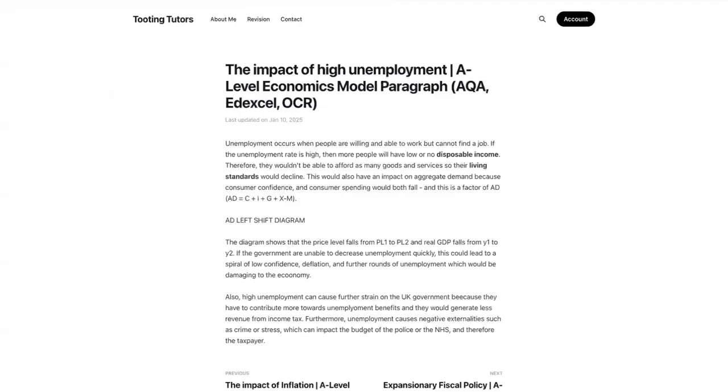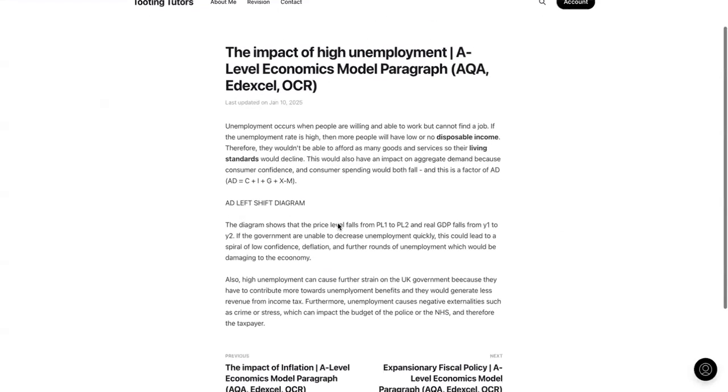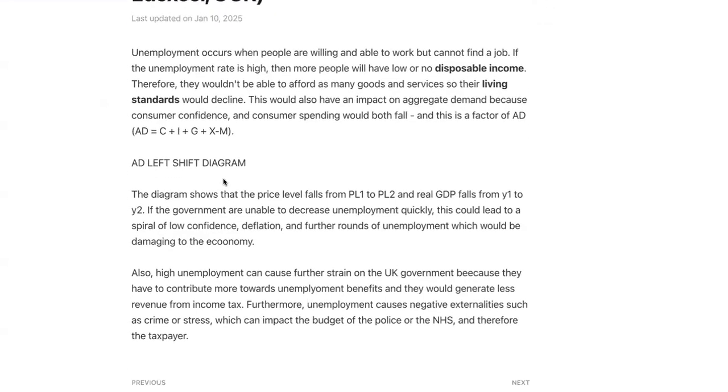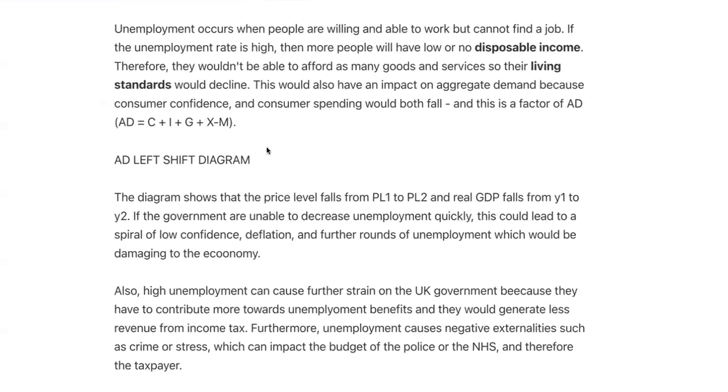Unemployment is bad basically for the same reason as what we are talking about with deflation. Unemployment is when people are willing and able to work but can't find a job. There will be more people with a low or no disposable income, so they'd have a decline in their living standards. If people have low disposable incomes, consumer spending will fall. If that falls, then AD will shift to the left. And then we do the same thing.